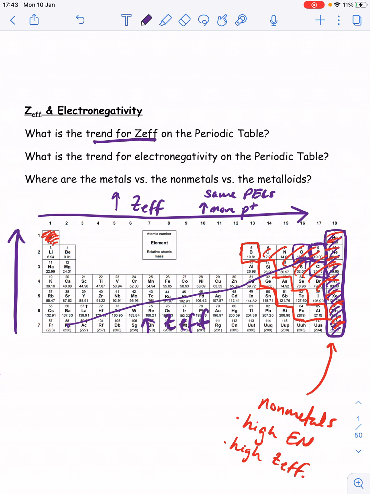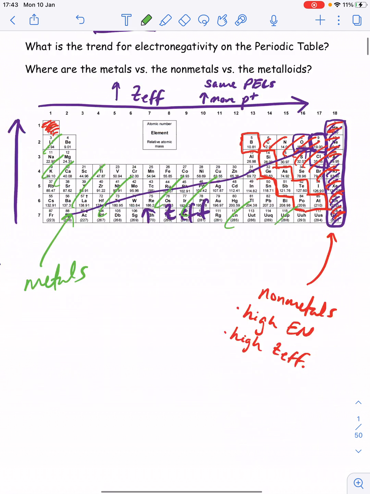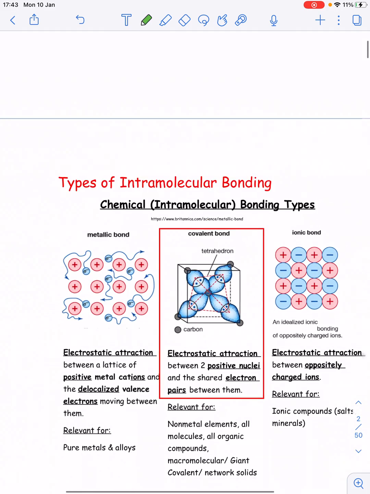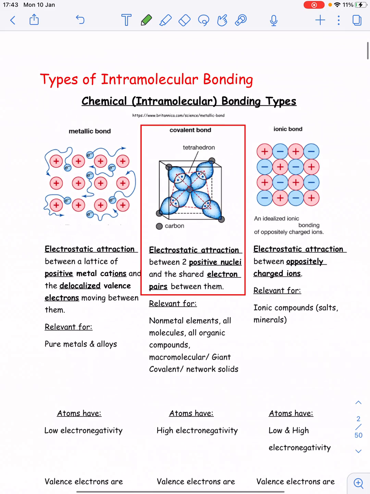And so all of these elements over here, these are our metals. And metals we associate with having a loose hold on electrons, a low attraction for electrons. We'll come back to metals later in other topics. But for now, remembering our Z effective trend and our electronegativity trend, and that nonmetals have high attraction for electrons, is relevant for understanding bonding. So there are three types of intramolecular chemical bonding.